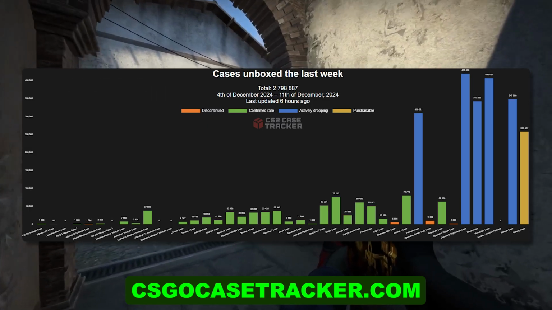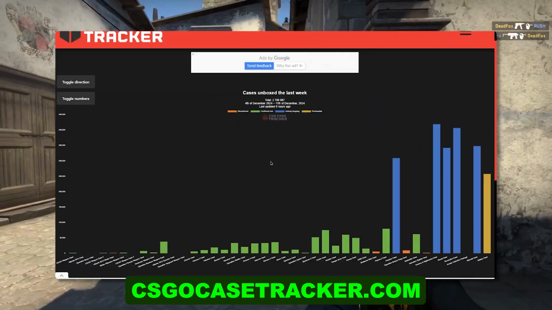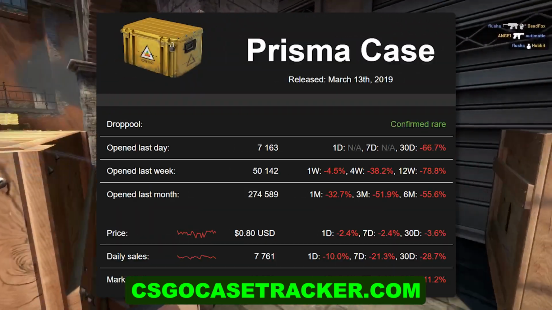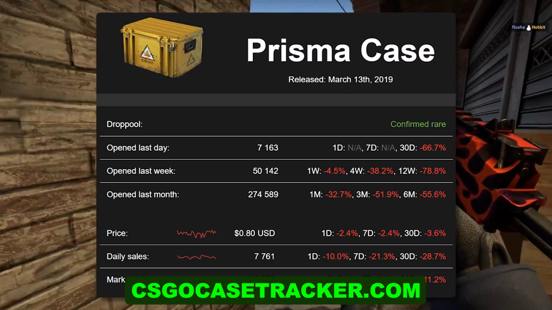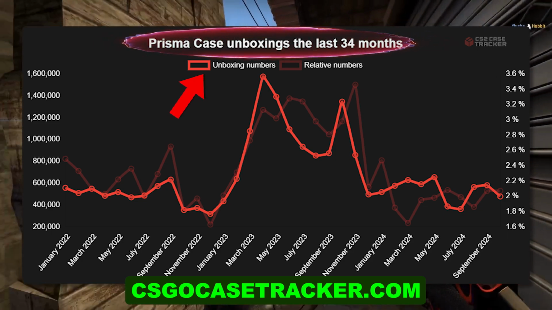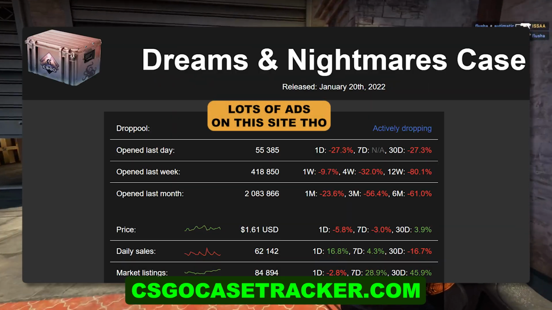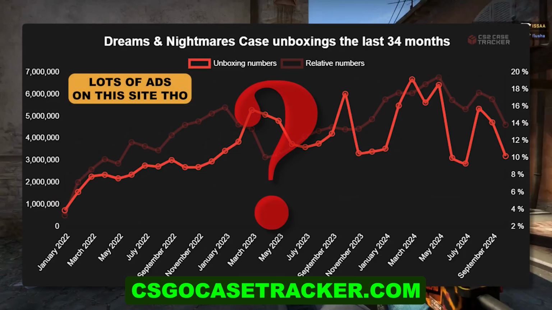But that's not actually everything this website has. If you want to go to the weekly outlook, you can click on any of these cases and it's going to be bringing up this page right here. This is something you probably see a pretty decent amount for me. It's the specific unboxings for that one case. Scroll down a little bit, you get a graph like this. These are two very important resources when we're talking about graphs and understanding of a case on what the trend is.